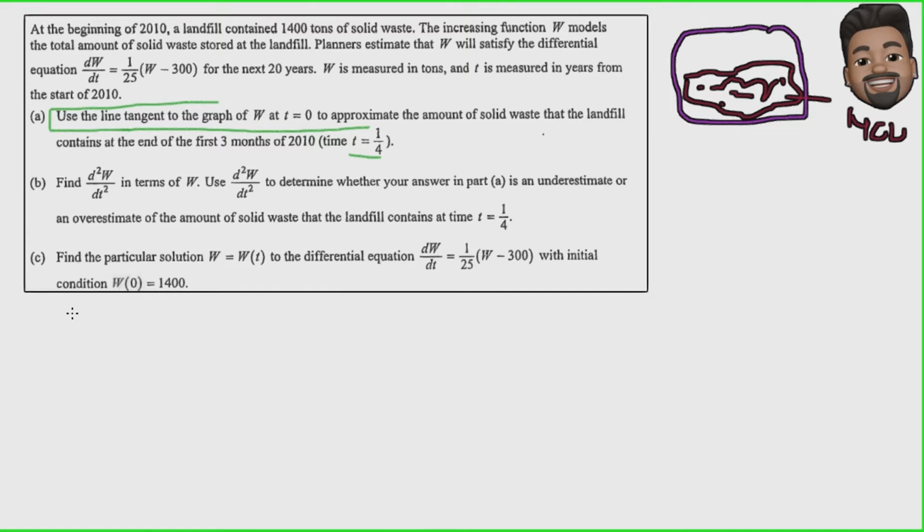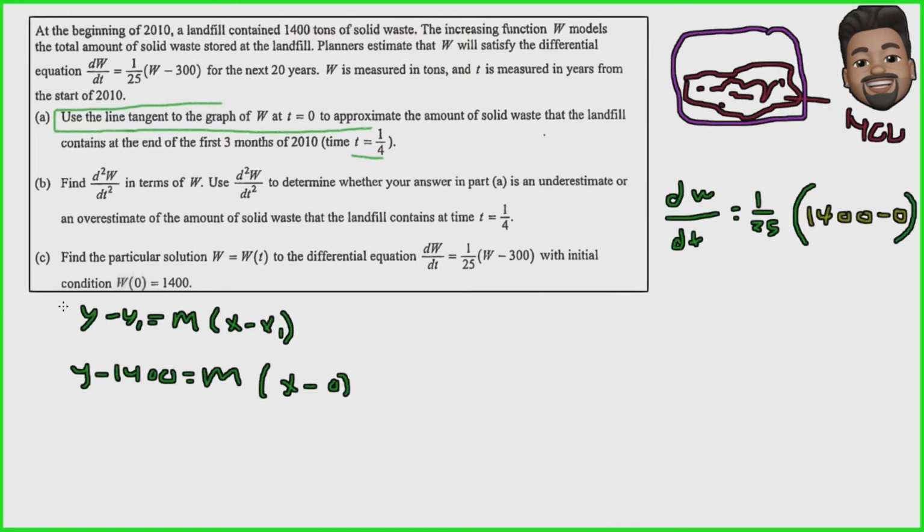So I need to write this down real quick. We need the equation of the line tangent, which I put right here. Well, what is y1 and x1? Well, x1 is 0, because it told us t equals 0. That was the initial condition. At t equals 0, how much solid waste is there? Well, there's 1,400. So the 1,400 is going to go for the y1, which is essentially how we got this problem down over here. y minus 1,400 equals m times (x minus 0).